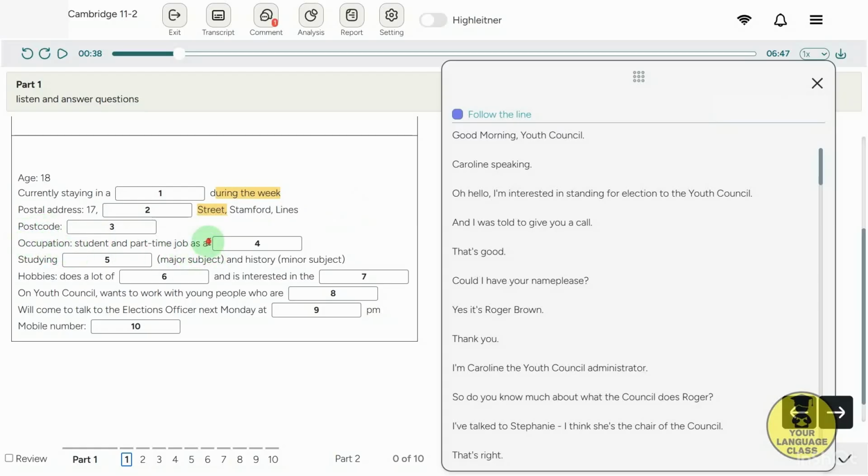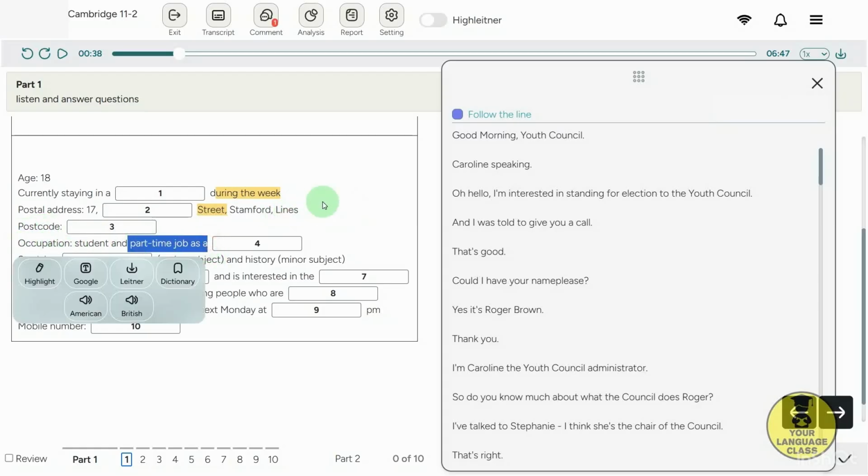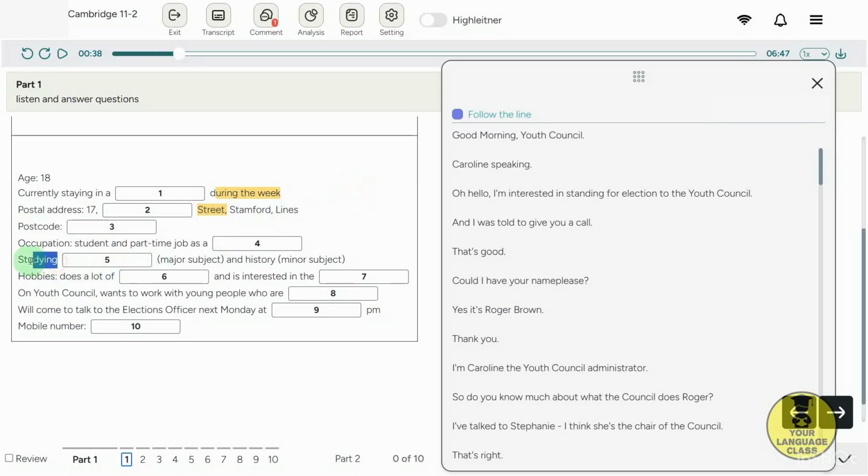Blank number 4 is occupation, student, part-time job, so this must be a job title, and several possible job names may come to mind. Blank number 5 says studying something as the major subject and history as the minor subject. And a lot of possible major subjects may come to mind here, such as business, engineering, psychology, sociology, and other subjects like that. It must be the major subject, since the minor subject has already been mentioned.